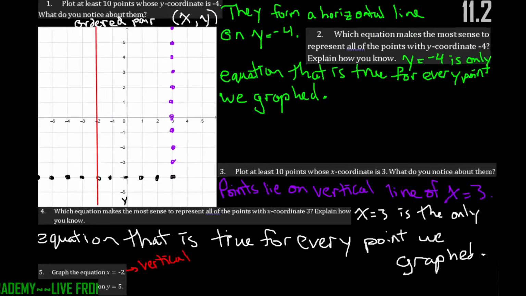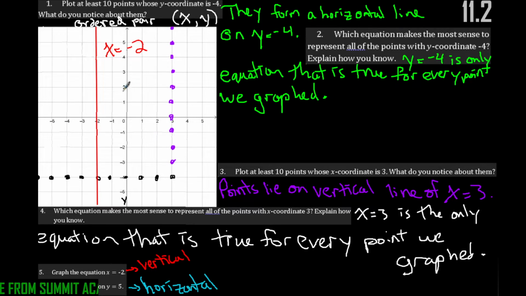Let me actually label it too. Let me say this is x equals -2. And we could do a similar idea for our other equation of y equals 5. So that's going to be a horizontal line, going from left to right on y equals 5. So I'm going to find y equals 5 and draw that horizontal line.